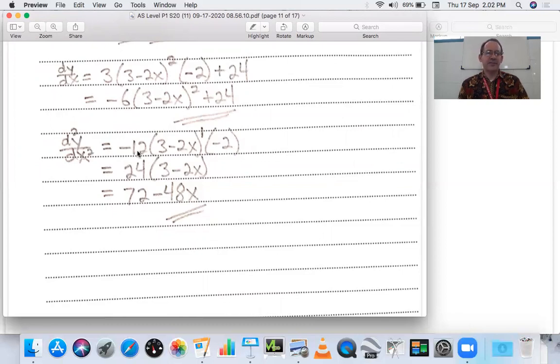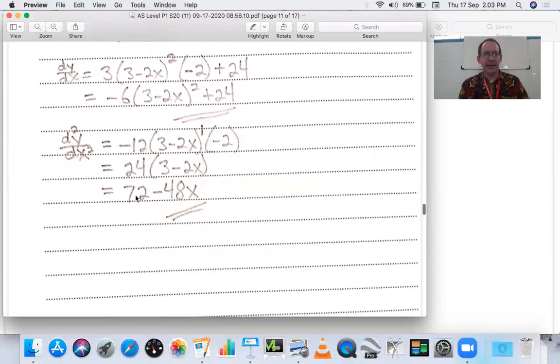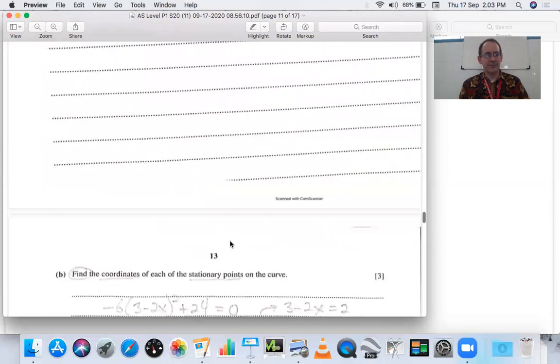Simplify this. -2 times -12 is a positive 24 times (3 minus 2x). You could leave it like that. I went ahead and simplified it further by distributing and made it 72 minus 48x. But either one of these last two lines would be fine for that as the second derivative.